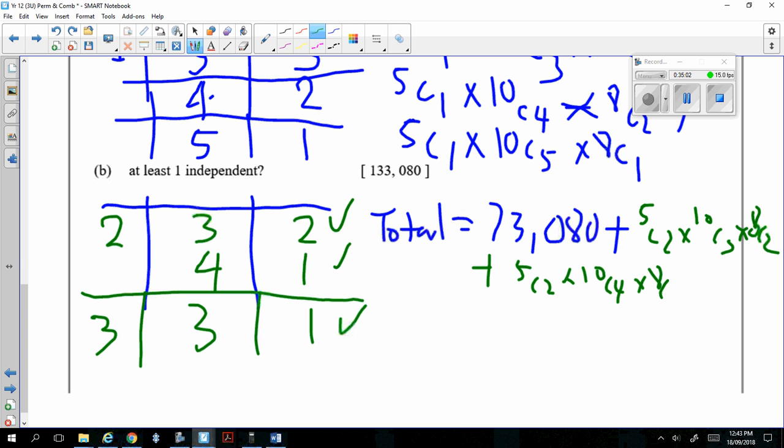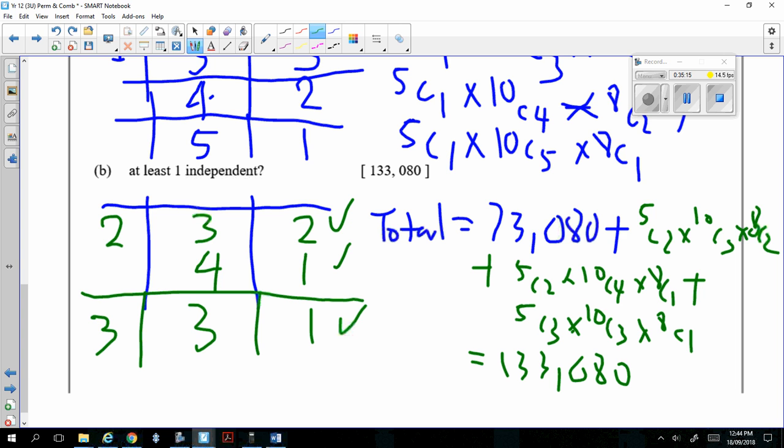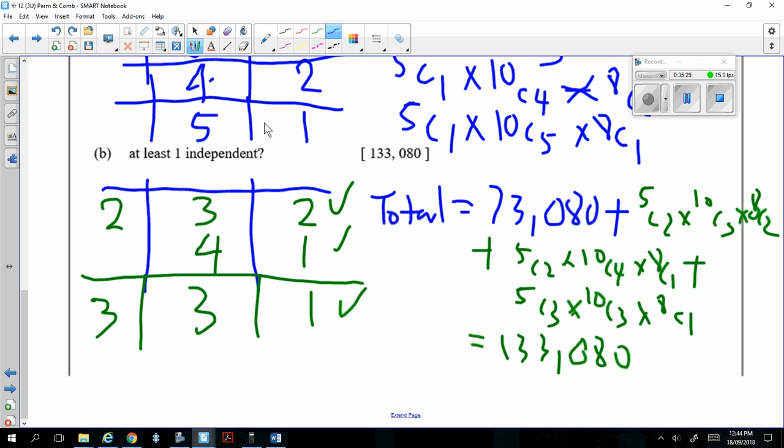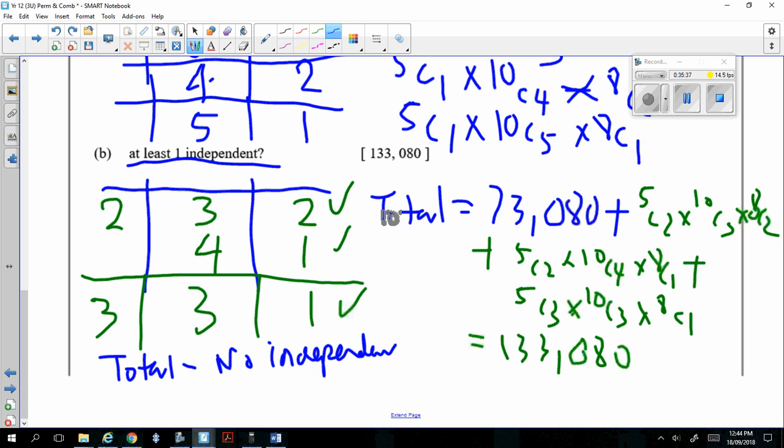Anyone see a different way? Well, when you see the words "at least," what do you think about? The complementary. So at least one independent means the total minus no independent. And that's going to make things much easier, because for the total ways you just select anyone. How many people altogether? 10 liberal, 8 labor, 5 independent. That's 23 people. 23C7 minus no independent. And how many non-independent? 18.